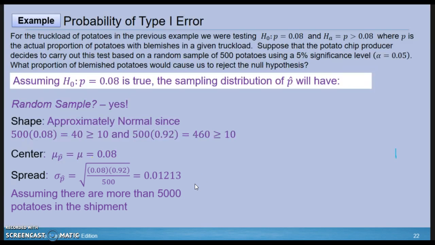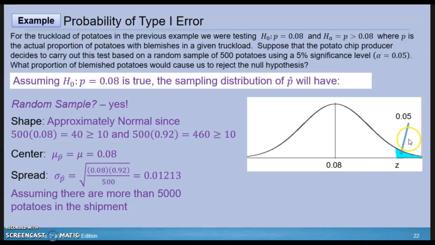The spread is then finding our standard deviation. So using from our formula sheet, the proportion standard deviation formula, we plug in those values to find that our standard deviation is 0.01213. And this is assuming that there are more than 5,000 potatoes in the shipment. So that is us assuming that 10% condition. So if you look at this on a graph, this is where our significance level falls, right? Because we're at 5% significance level.